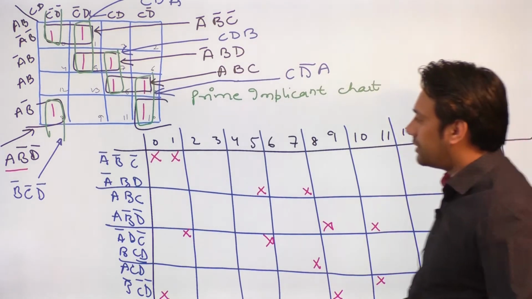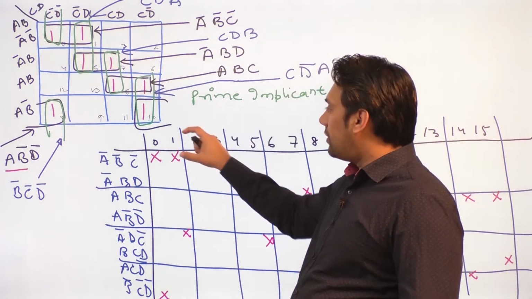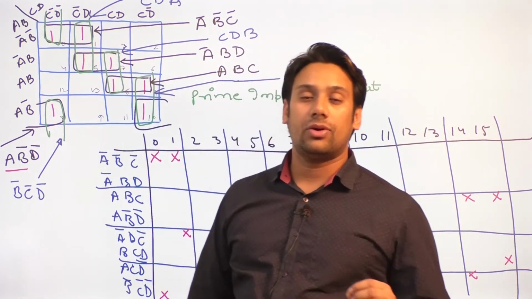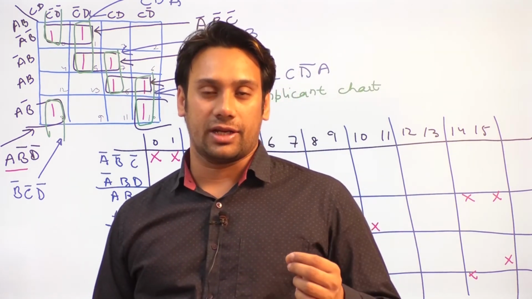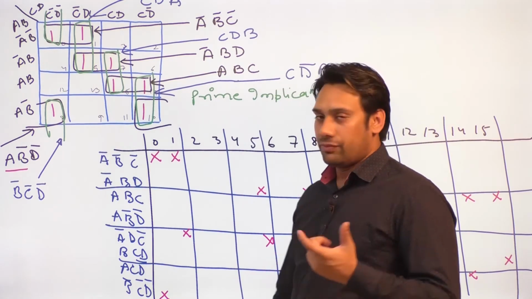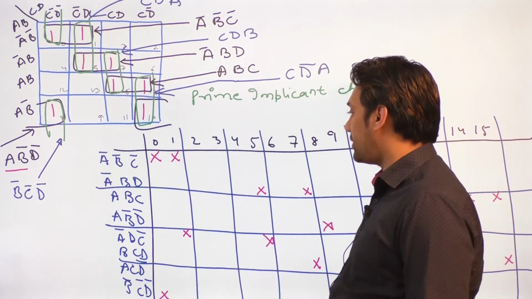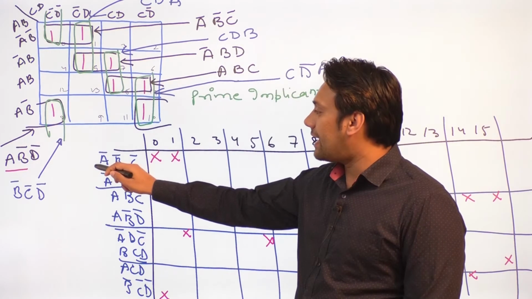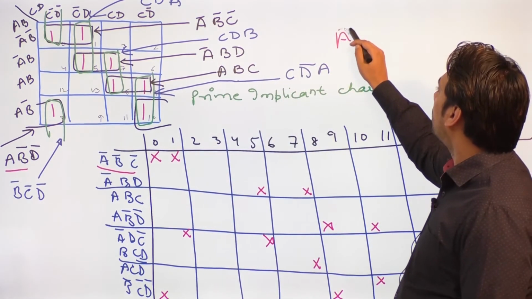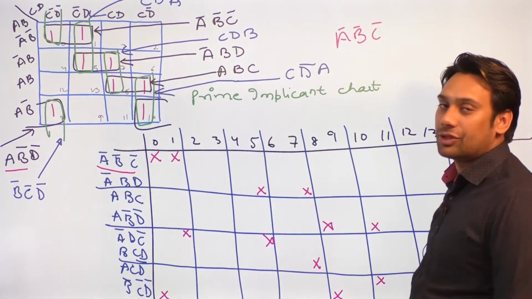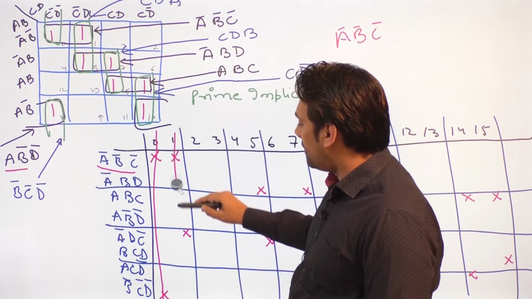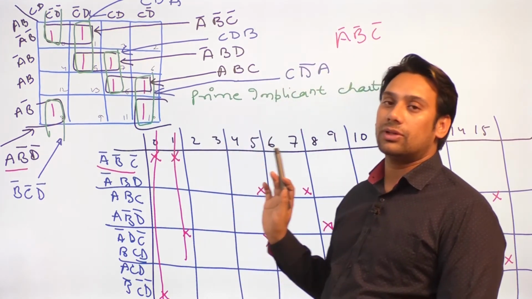Basically what I'm trying to say is my aim is I want to cover all the terms here, wherever we have 1. I want to cover all of these ones. That means in my solution equation I have to identify which one I should add. So here, if I add A complement, B complement and C complement in my solution equation, then I will cover the term 0 as well as the term 1.